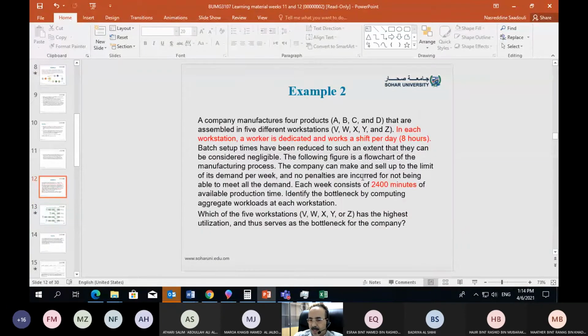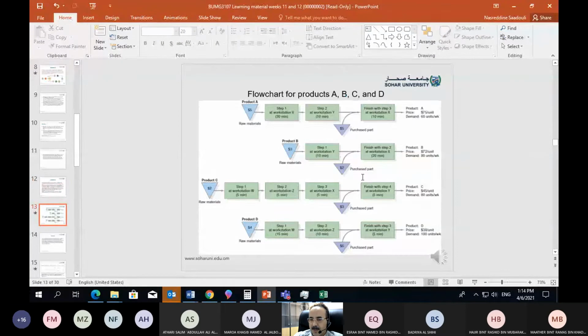The company can make and sell up to the limit of its demand. The demand is given here, and this is referring to what we said earlier. We produce what is needed. We don't need to produce what we can produce. We need to produce what we need to produce.